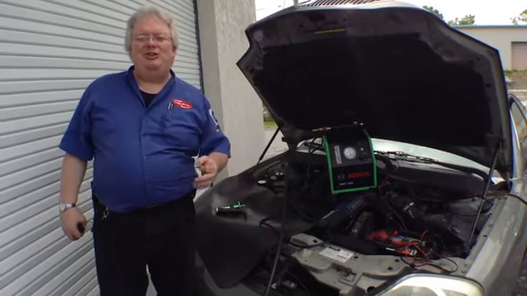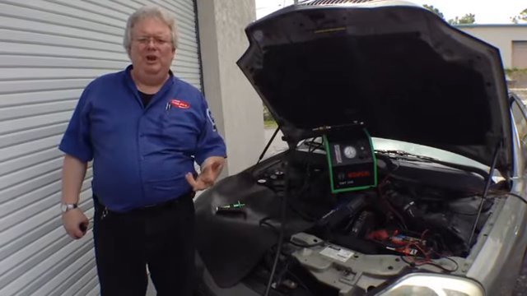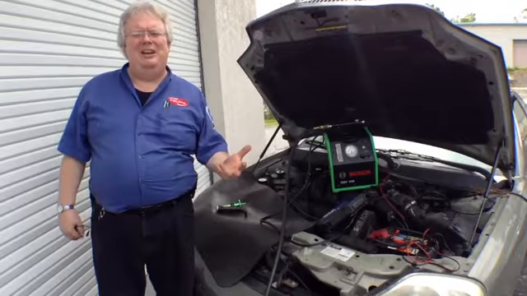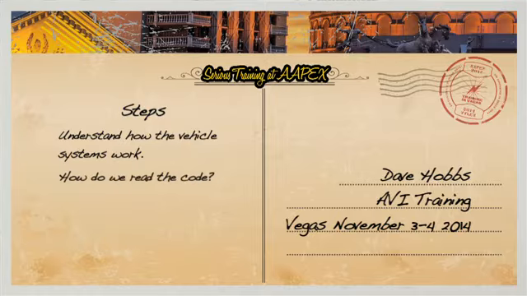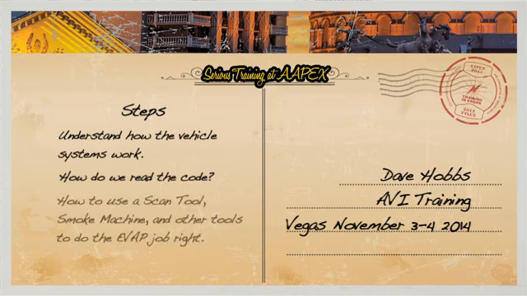Now, the reason for the frustration is really threefold. Number one, there are so many different systems out there, it's hard to keep track of them. We've got to understand how the vehicle systems work. Number two, we're not really sure how the code works. Either you got some ambiguous code like a P0440, or something a little bit more meaty that has to do with initial tank vacuum. And the third frustration is using your scan tool, your smoke machine and any other tool at your disposal to do proper EVAP diagnostics.